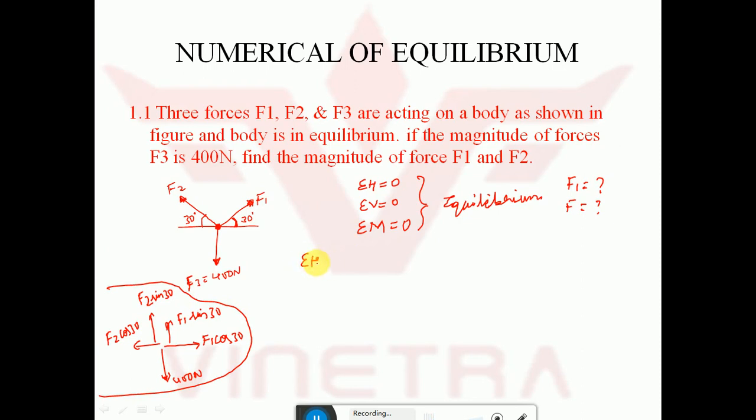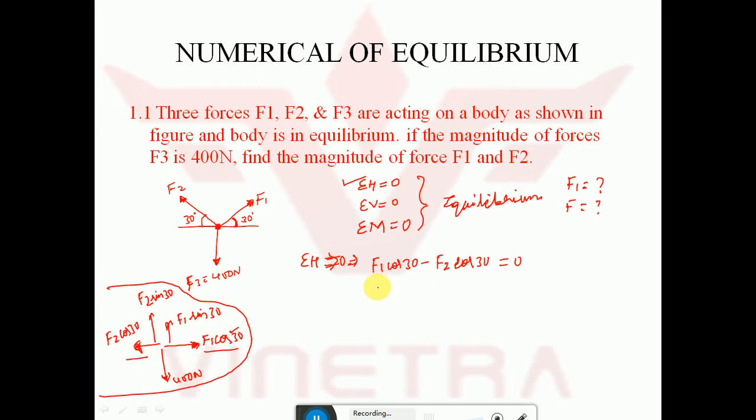So summation of horizontal forces, that implies what are the horizontal forces? F1 cos 30 and F2 cos 30. This is taken as positive since the force is acting in right hand side direction, and this is taken as negative since the force is acting in left hand side direction. So F1 cos 30 minus F2 cos 30. This should be equal to 0. That is the first condition. Summation of horizontal forces is equal to 0. This first condition we are using here.